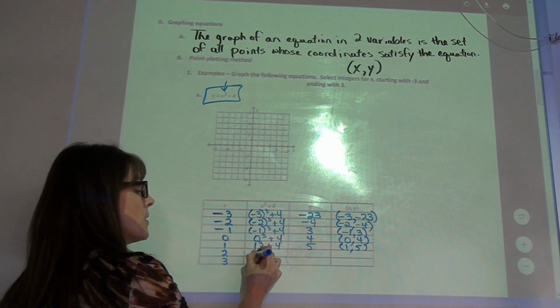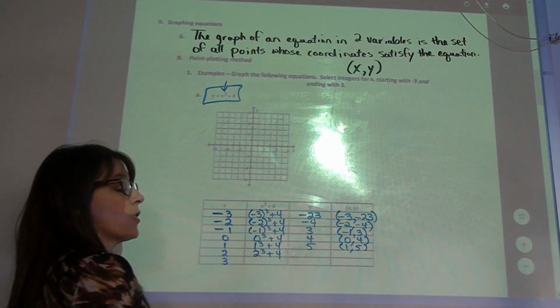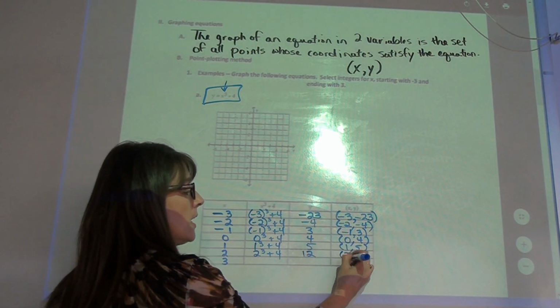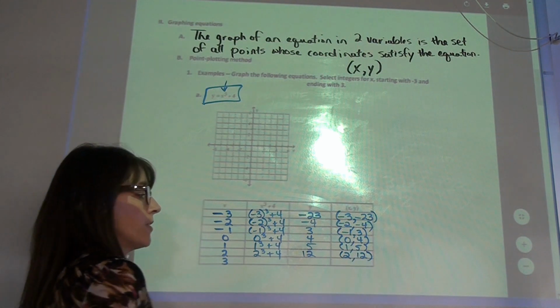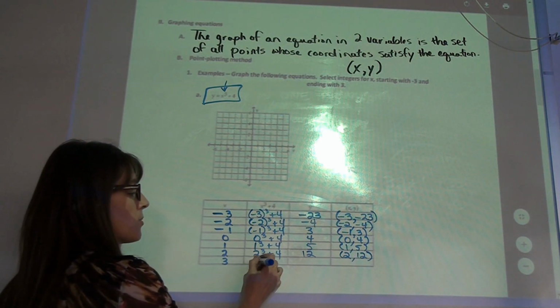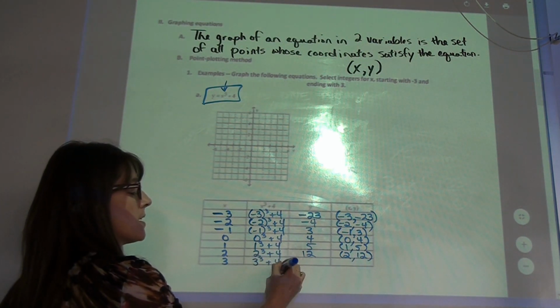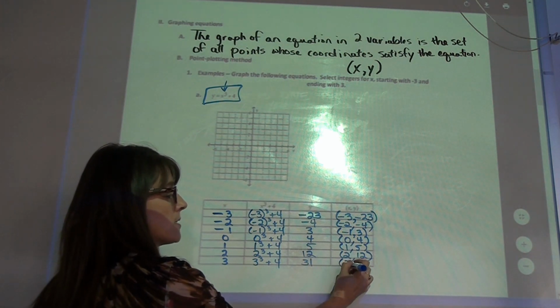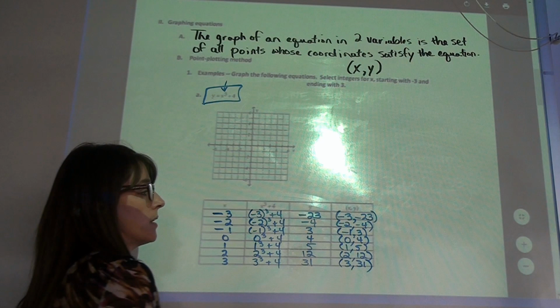So now I'm going to put the 2 in there and follow the order of operations. 2 to the third is 8, 8 plus 4 is 12. So my relation is that when x is 2, y is 12. And the last one, I'm going to put the 3 in there. 3 to the third is 27, 27 plus 4 is 31. So the relation is that when x is 3, y is 31.